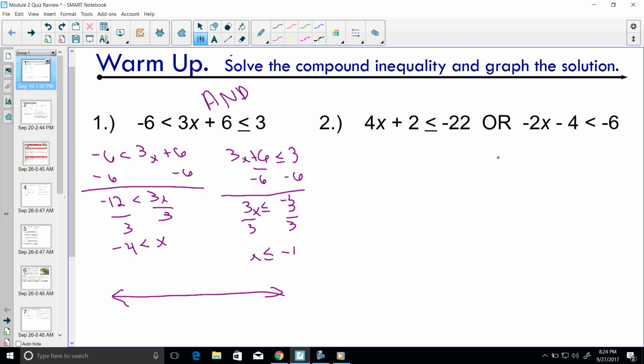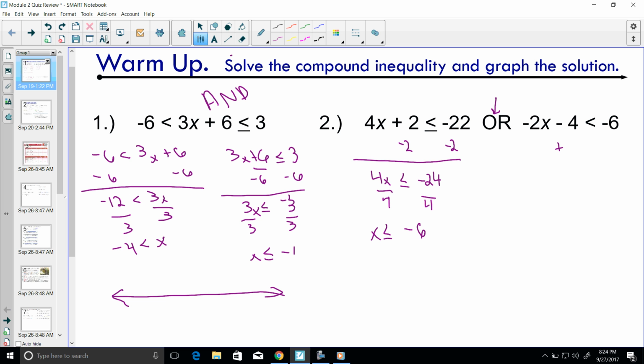All right, next one. Obviously an or, so we can solve these each individually. Subtract 2 from both sides is the way to start. So we get 4x is less than or equal to -24. Dividing each side by 4, we end up with x is less than or equal to -6. So that's the first one.